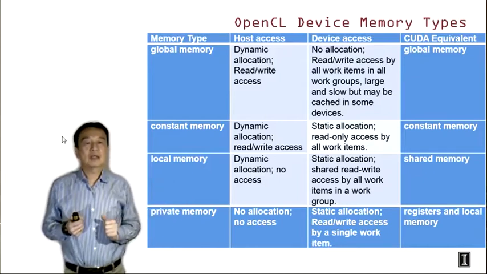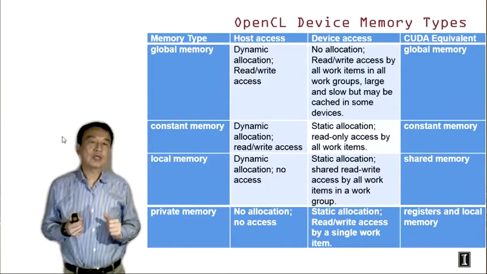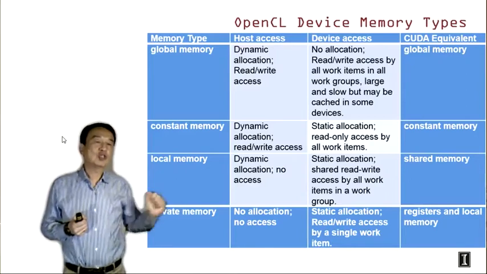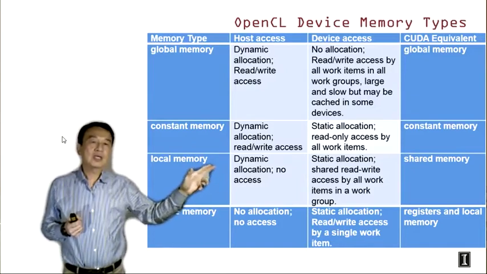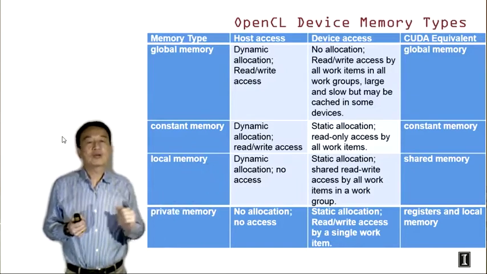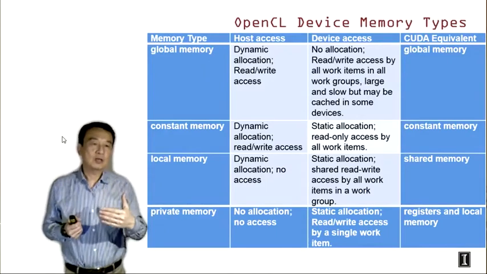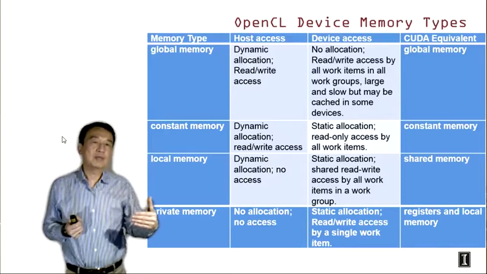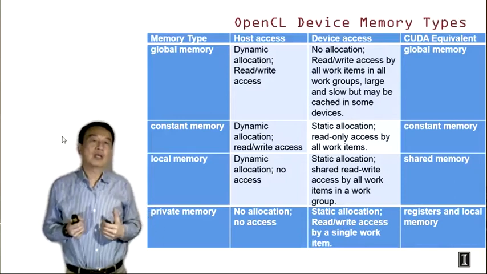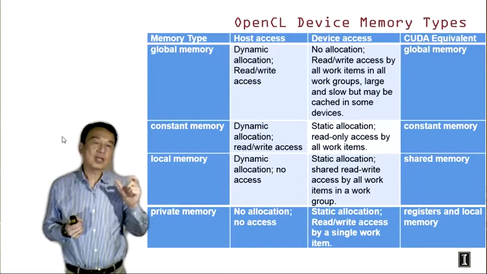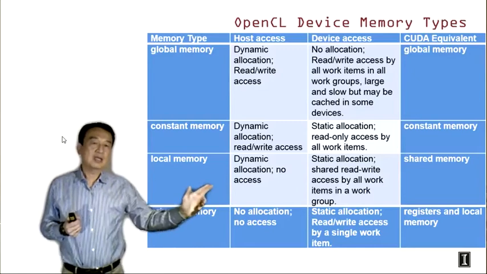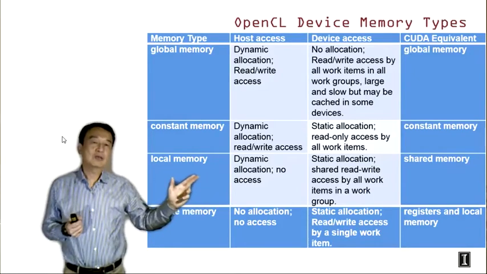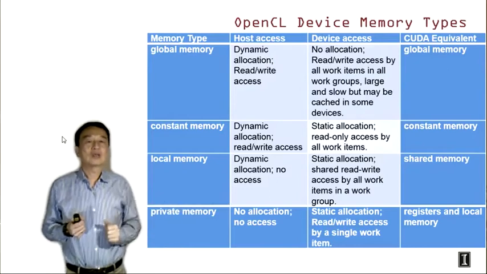Now, here is a little bit of a different terminology between the two interfaces. In OpenCL, we have local memory, which corresponds to the shared memory in CUDA. And for local memory in OpenCL, the host can do dynamic allocation. In fact, CUDA can also do dynamic allocation from the host code for shared memory. Remember, that's when we invoke the kernel, we can actually specify the portion that needs to be dynamically allocated for the device. But the host cannot do any read or write access to the shared local memory.